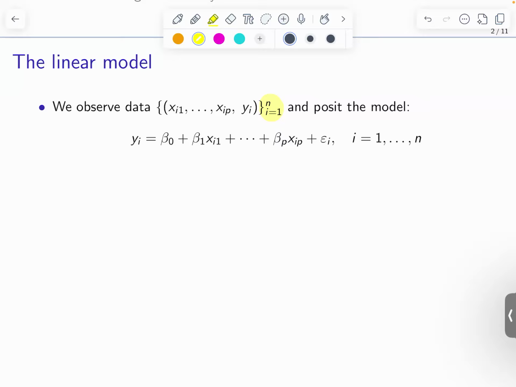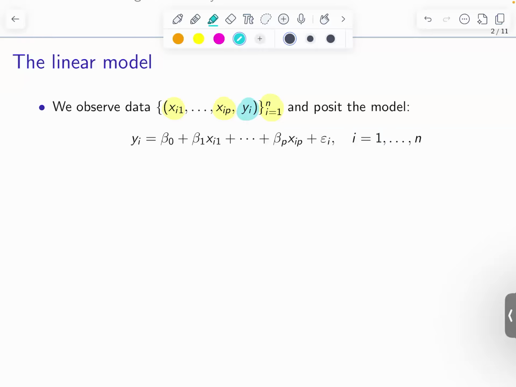So we observe a sample of size n, and each piece contains observations on p variables. So xi1 up to xip for observation i, and a special variable which we want to predict, which we denote as yi. Okay, so xi1 up to xip are sometimes called predictors or covariates or features, and we are going to use them to predict yi.